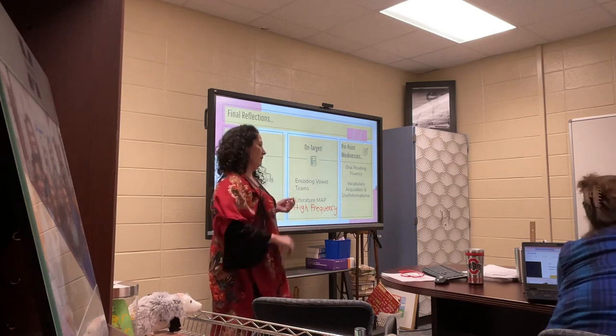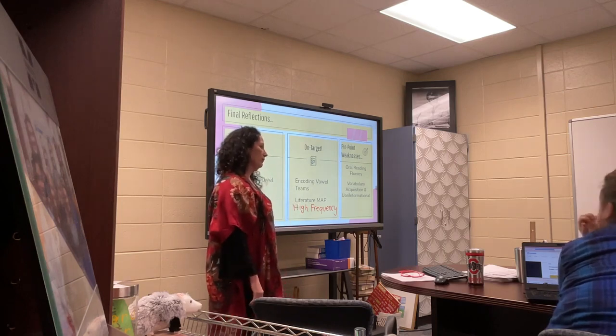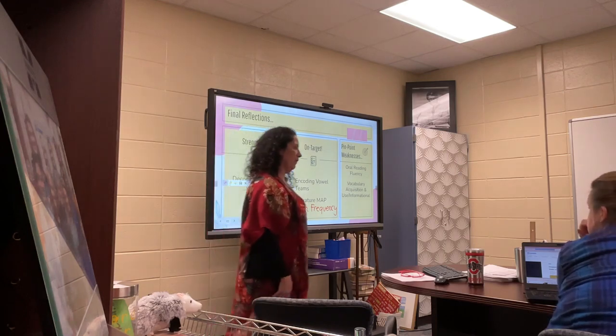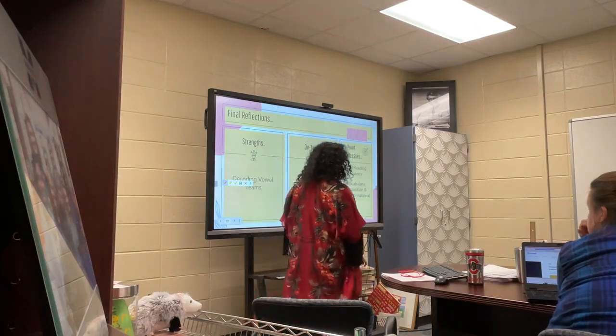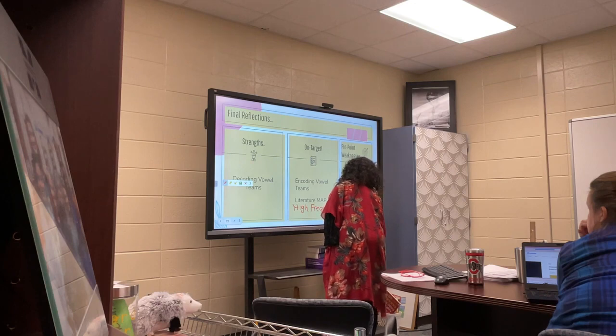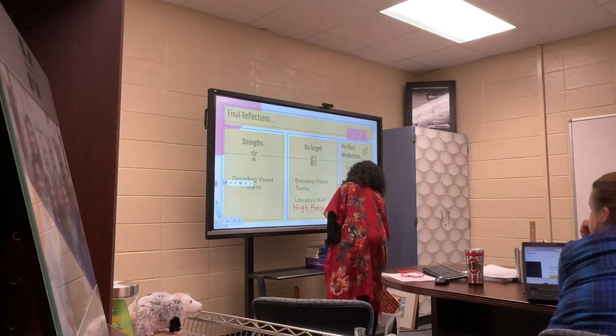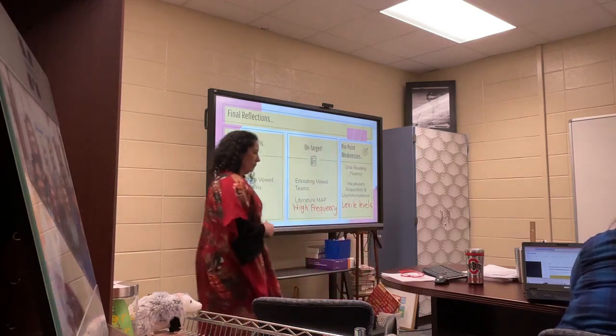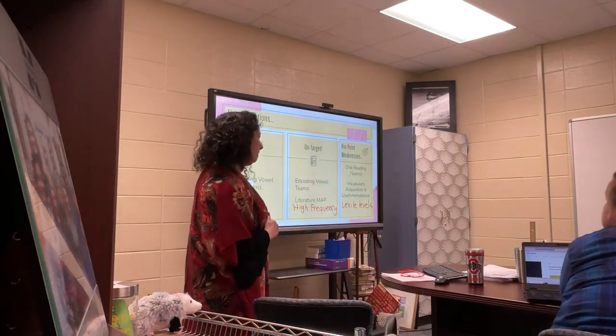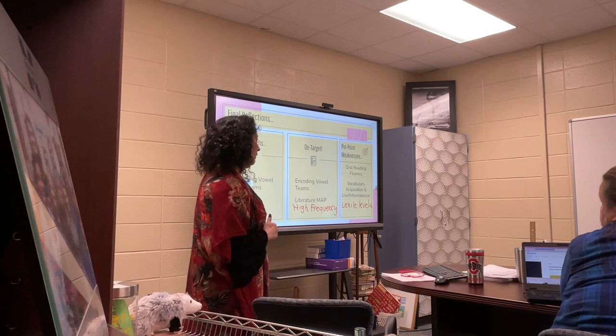If my class is high, everybody else's class is too. Did anybody else have anything different? I put Lexile levels for the weaknesses because we still have a lot of kids who are not reading at grade level, and as we grow those kids, that will raise scores altogether, but it will make them better readers.